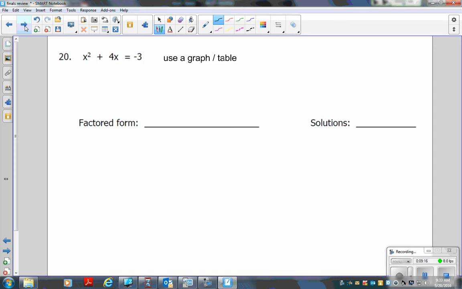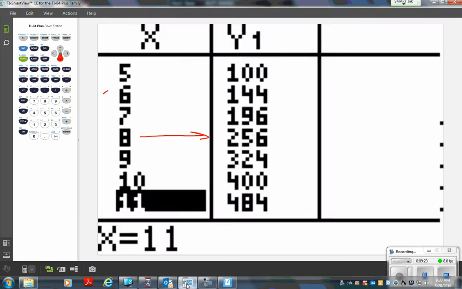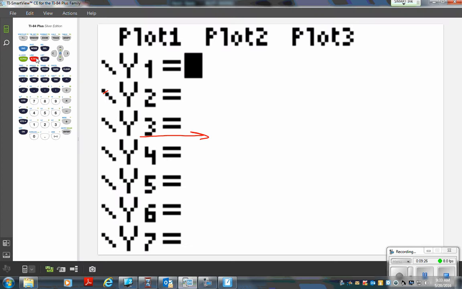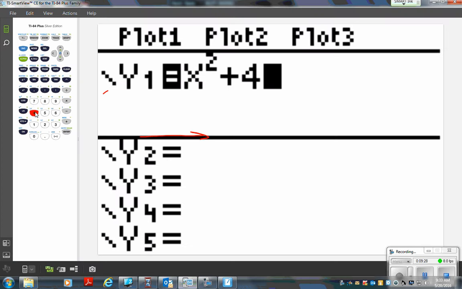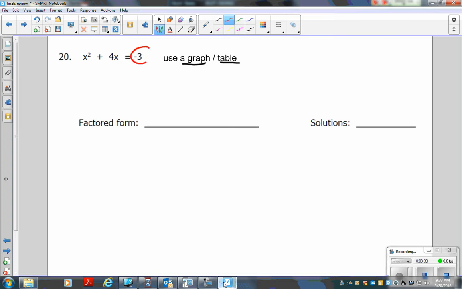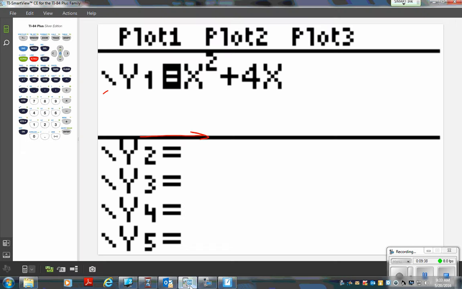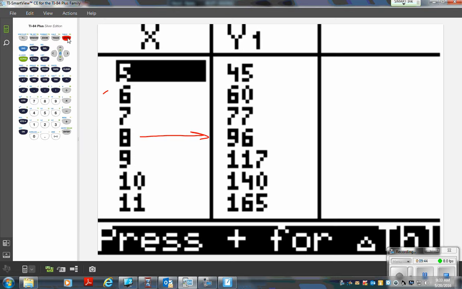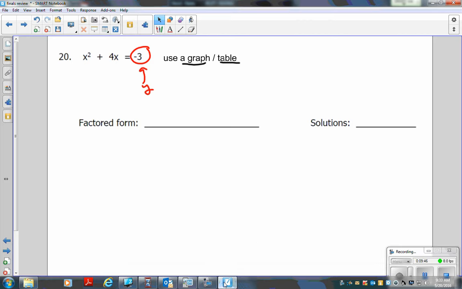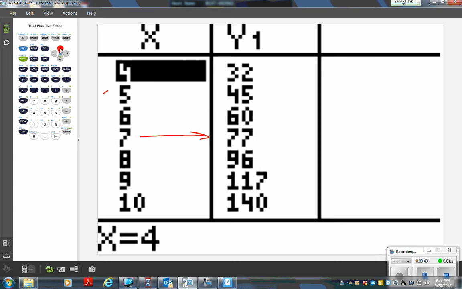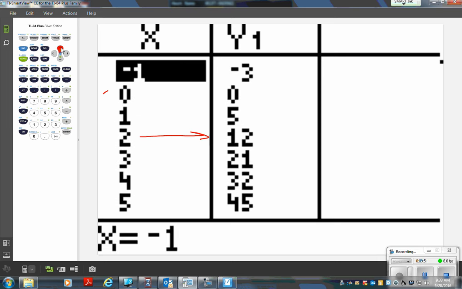In this case, we want to see if you guys can solve this using a graph or a table. So let's go ahead and graph it real quick. We have x squared plus 4x. Now, the trick is really simple. Wherever it says it's equal to, you're going to look for this in the y. This is what I did a second ago with the rectangle and the width and the length. The number I'm looking for again is negative 3. And it's right there at negative 1.